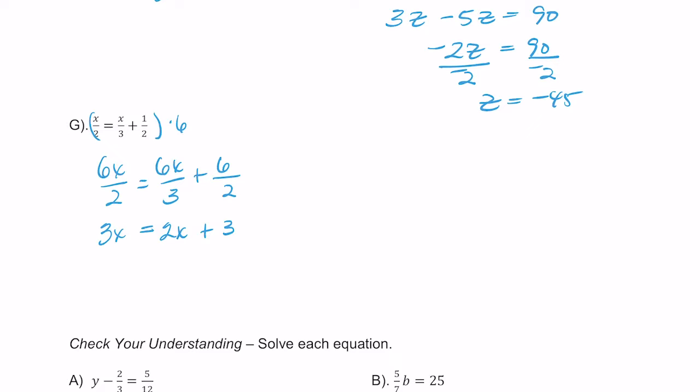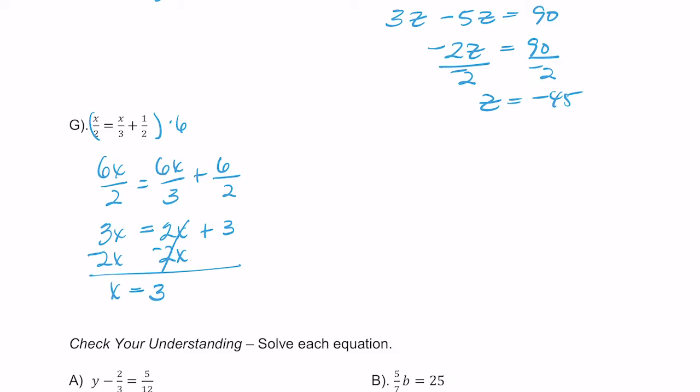So now I need to get the x's on the same side to combine them. So I have to move this 2x over here. And to move it, I'm going to do the inverse. I'm going to subtract it because it's positive already. So 3x minus 2x gives me x. And then the 2x minus 2x cancels, and you're left with 3.